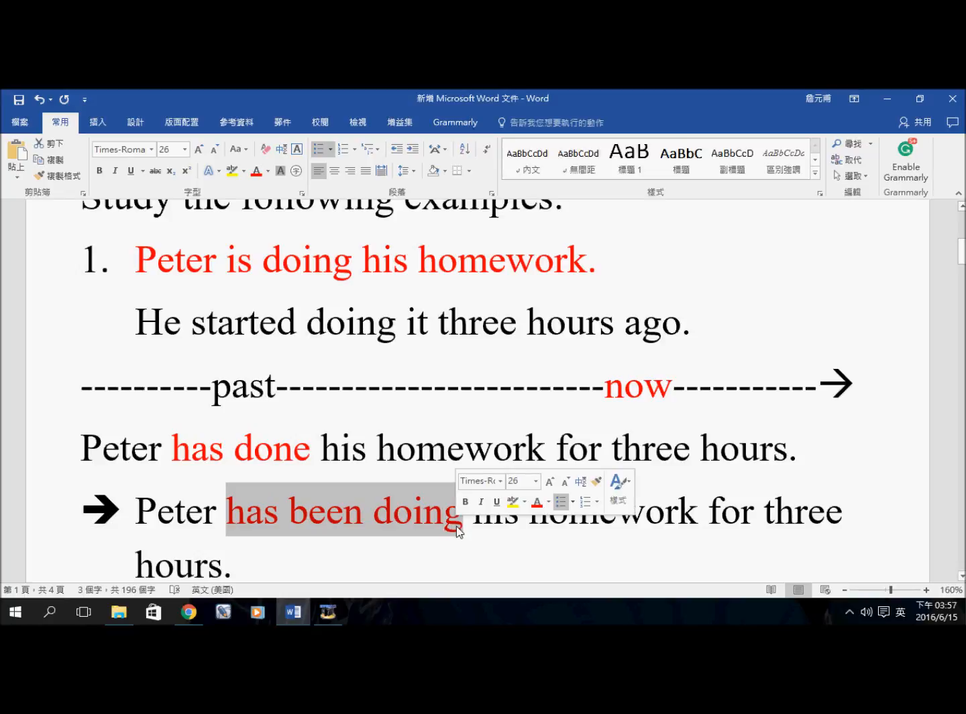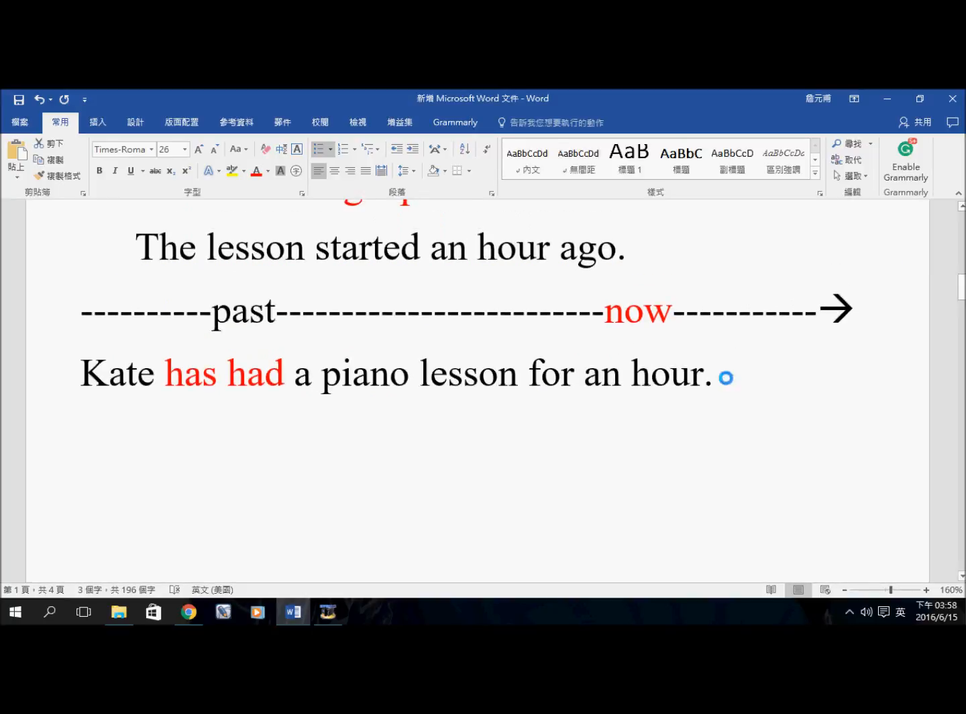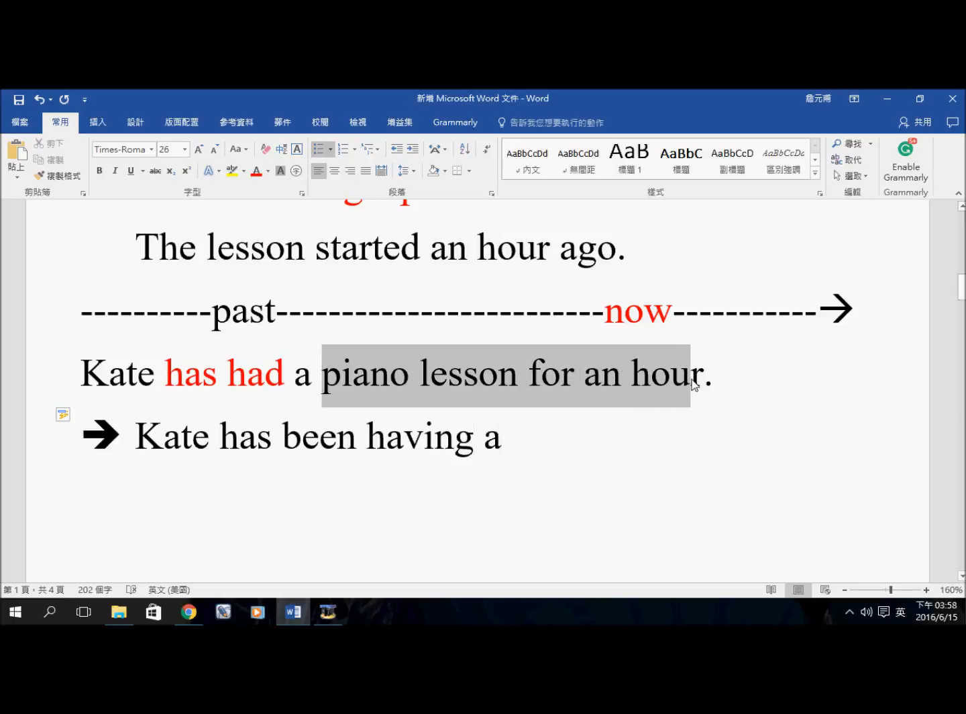So what do we use the present perfect continuous tense to talk about? We use it to talk about something that is still happening, that started sometime in the past and is still happening right now. Let's take a look at the second example, and let's rewrite the sentence using present perfect continuous. Again, Kate has now been, remember the be verb, the -ing form of have is having. So Kate has been having a piano lesson.